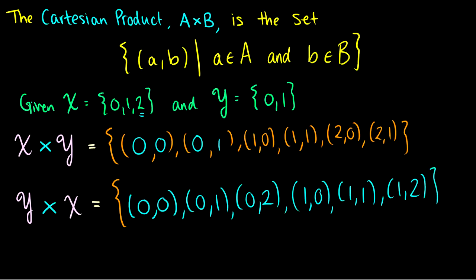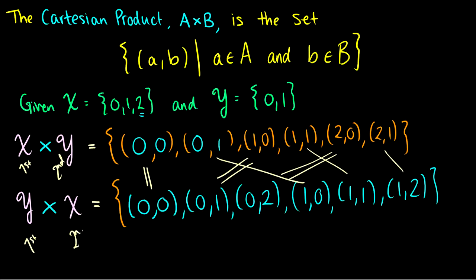And we can see this is the exact opposite of X cross Y. So (0, 0) is a flip of (0, 0). (0, 1) is a flip of (1, 0). (0, 2) is a flip of (2, 0). Our (1, 0) crosses, our (1, 1), and our (2, 1) cross. So, of course, this makes sense because X cross Y means first from X, second from Y, while Y cross X would mean first from Y and second from X. So, of course, these would be flipped. So that's the Cartesian product.